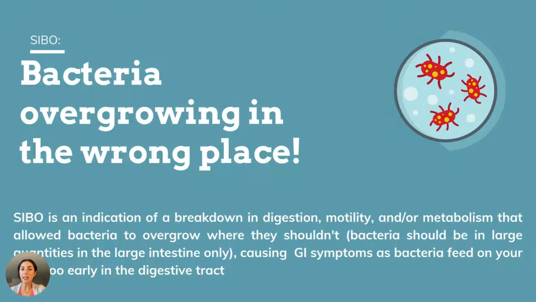So SIBO is an indication that there was a breakdown in something going on with your digestion, your motility, your metabolism, that allowed the bacteria to overgrow where they shouldn't be. So we want that heavy bacterial content in the large intestine, but it's not supposed to be in the small intestine. And as a result, we get an increase in symptoms, bloating, fermentation of carbohydrates in the small intestine that we'll chat about. So you definitely can feel it. You definitely know something is off when there's bacteria overgrowing in the wrong spot.